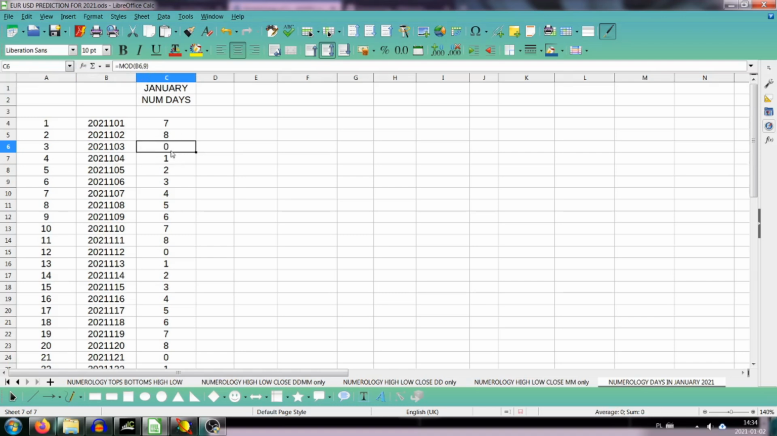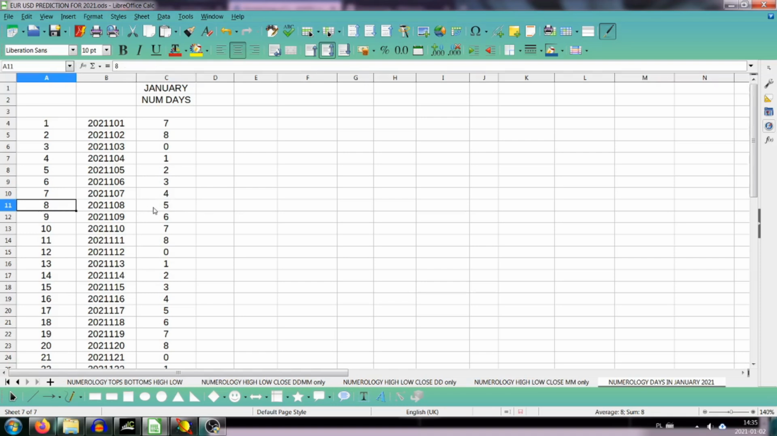Moding value is 9. So we got 8, 2 plus 2 is 4, plus 1 is 6, plus 2 is 8. So that's how it works. The first 5 as a numerological value appears on the date of 8th of January 2021. It might be an important reversal point on the market, important or not, whatever. It will be a swing.